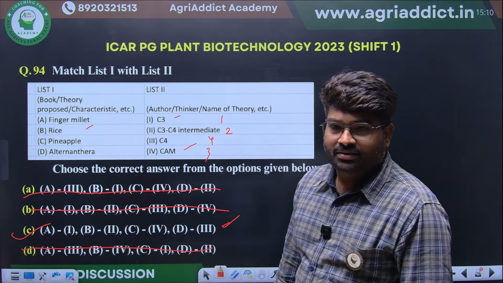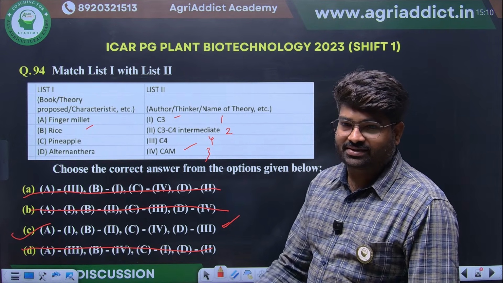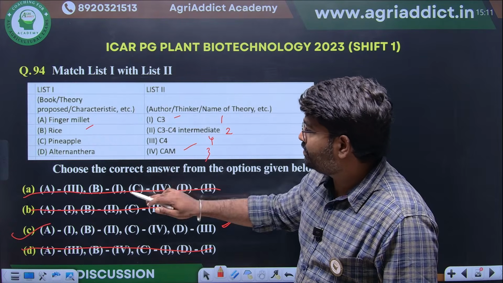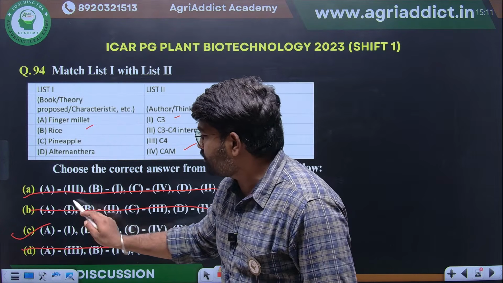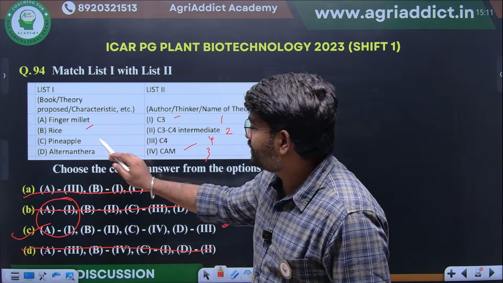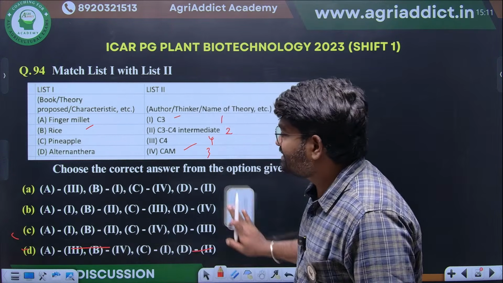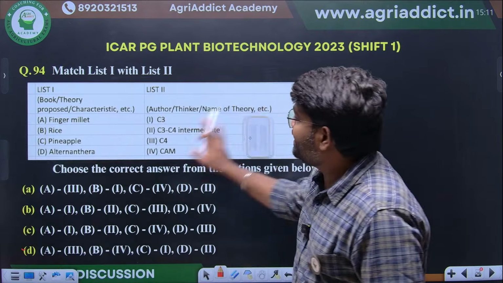Just rice, major C3? No. Yes, rice is a major example for a C3 crop. So the first option will come, 1 only. This is correct only. Here the option is wrong, students. Okay, you see here properly.